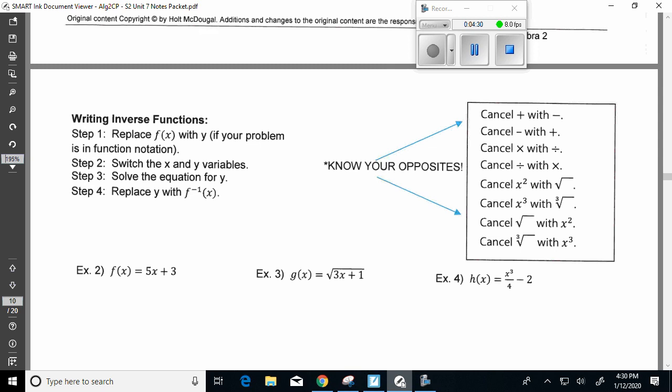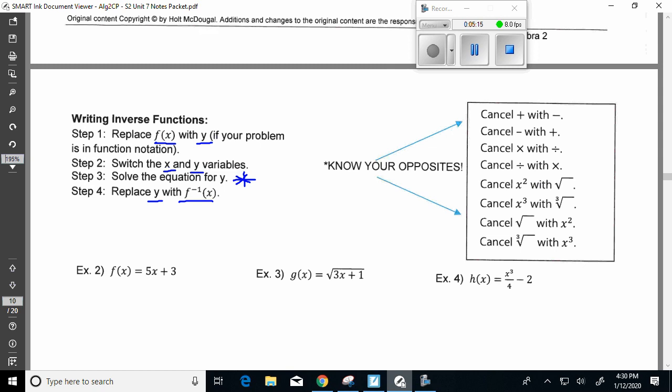To write the inverse of a function, there are 4 steps. First step, replace f of x with y if your problem is in function notation. That's a simple replacement. Step 2, switch your x and y variables. It means exactly what it sounds. Switch the variables. Step 3, solve the equation for y. Step 3 is the step that probably takes the longest because that's where all of your algebra is being done. And then finally, step 4, replace y with f inverse of x. So you're putting it back into inverse notation.